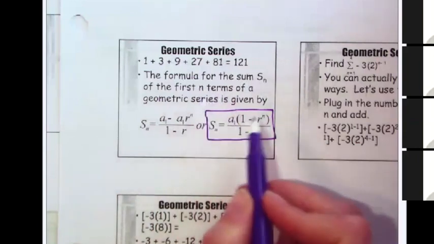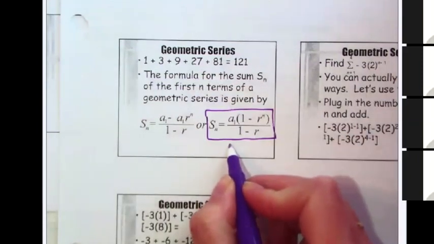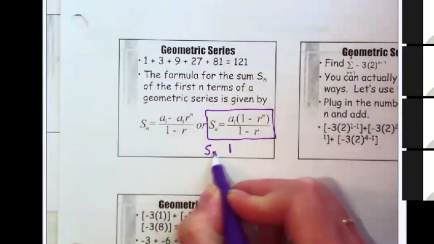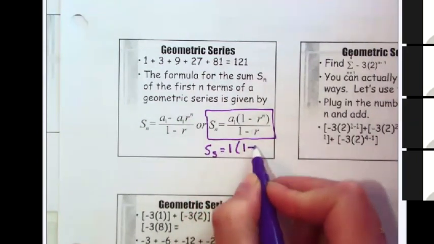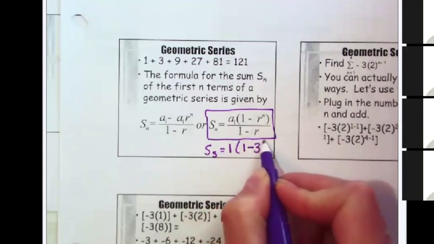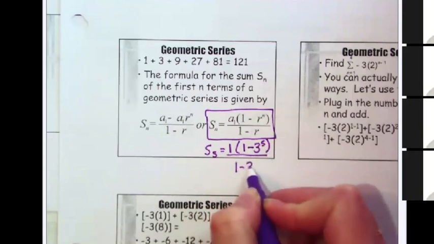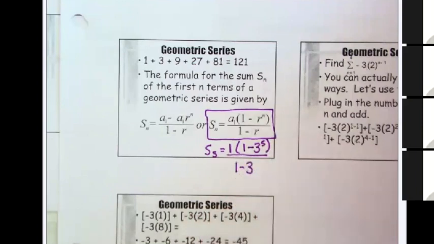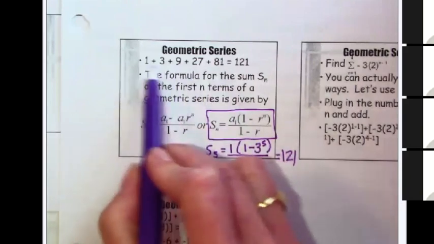So in this case, the first term is 1. I'm looking for the sum of the first 5 terms. The first term is 1. 1 minus the common ratio is 3. I'm looking for the sum of the first 5. That's what it would look like when you plug it in. And if you type that in, we're going to get 121, just like when we added all of those together.